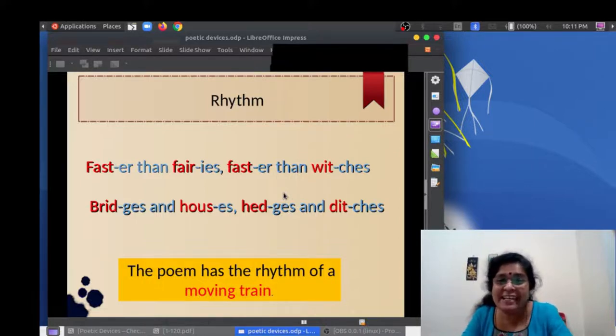Can you get the idea? Can you identify the stressed and unstressed syllables? Okay. So, using stressed and unstressed syllables, the poet created the rhythm of a moving train. Okay. So, next.